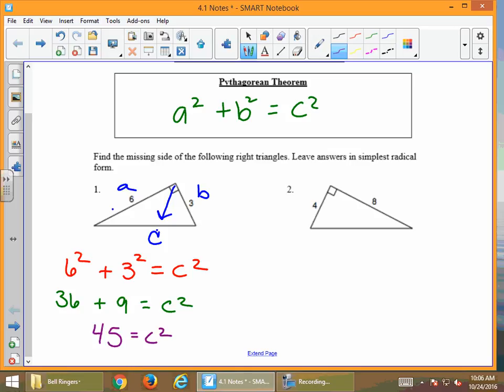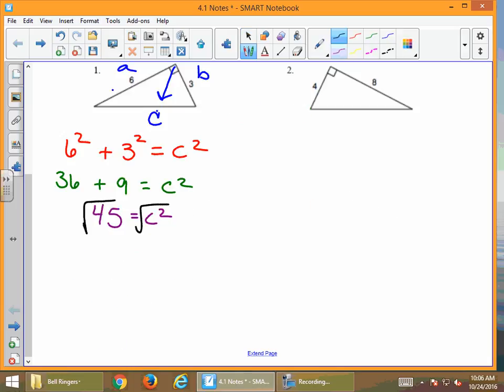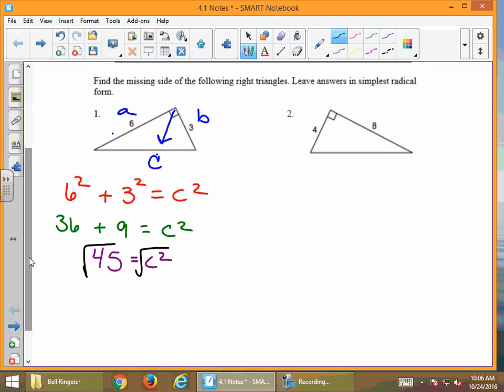We want to get C by itself. How do we get rid of that square? Root it. Root both sides. So we get the square root of 45. If you try to take the square root of 45 in your calculator, do you get a whole number? No, it's a long ugly decimal, right? So you have to be really careful. Sometimes your directions are going to say round. Sometimes it's going to say simplest radical form. Well, here we need to leave it in simplest radical form.